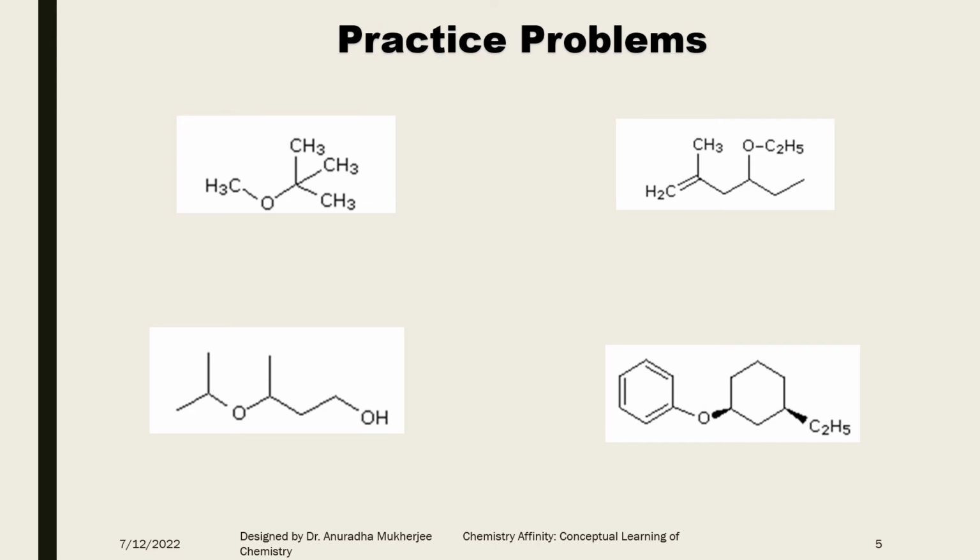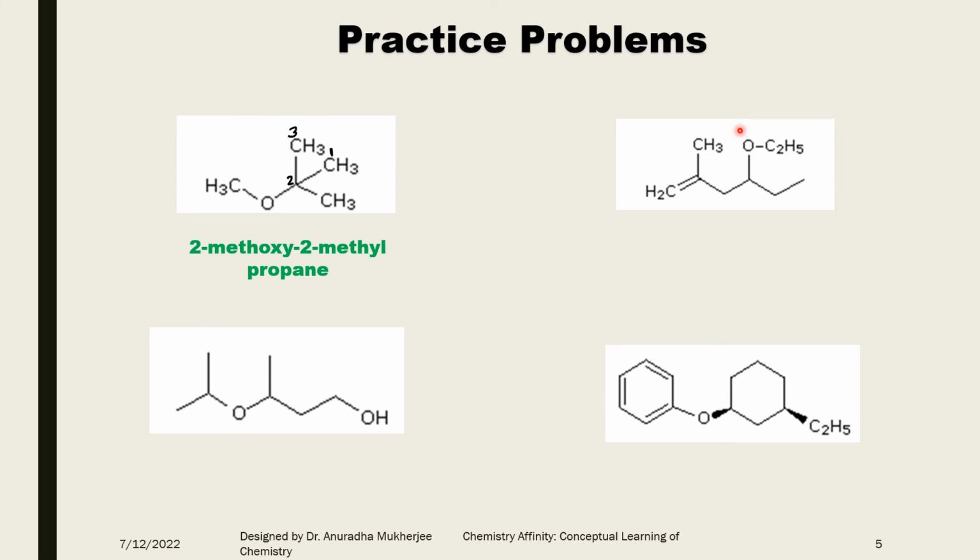Now let's solve a few problems. This is one ethyl group. It will be considered as a substituent, and this is the parent chain. So numbering will be like that: 1, 2, 3. So the IUPAC nomenclature will be 2-methoxy-2-methylpropane.